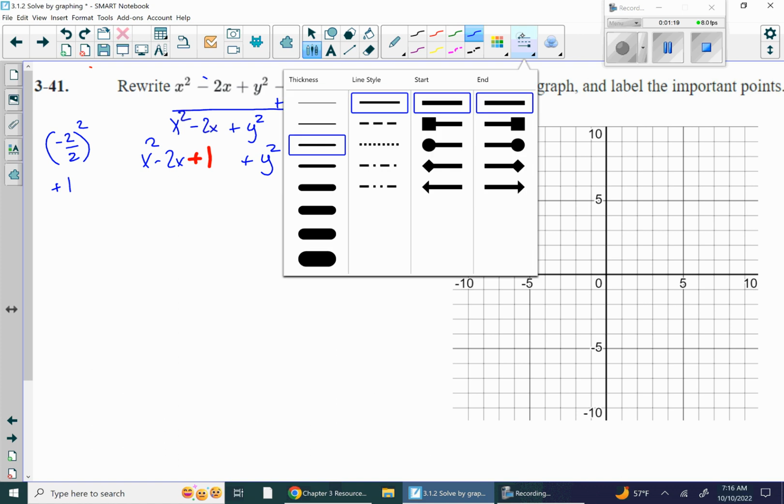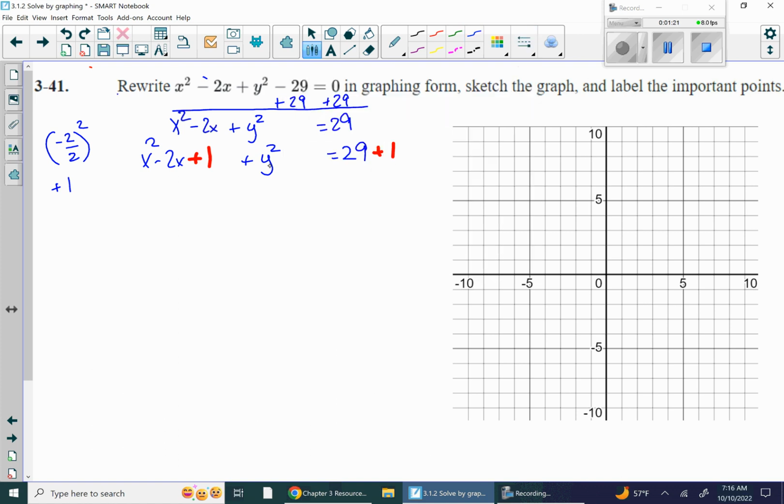Okay, so for the second little guy, technically here it already is completed because it is a y plus 0 squared, because there's no b term. If we did take the b term of 0, 0 divided by 2 is 0, 0 squared is 0, and we would be adding 0. So it really doesn't make much sense there. Okay, so let's rewrite this out. So we have x squared minus 2x plus 1 plus y squared equals 30.